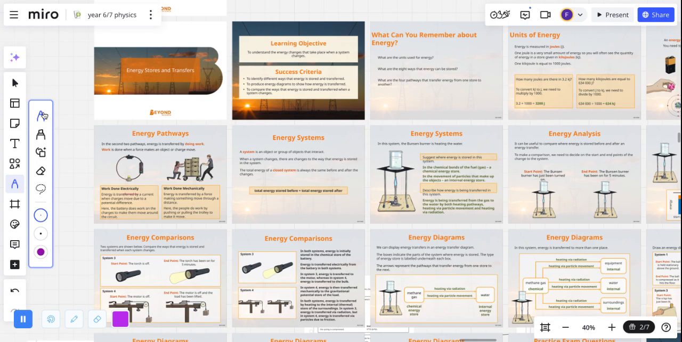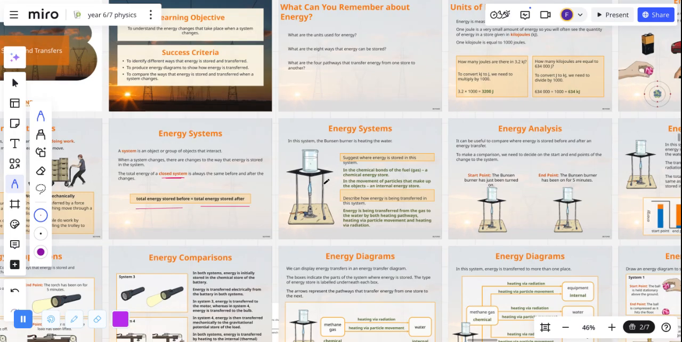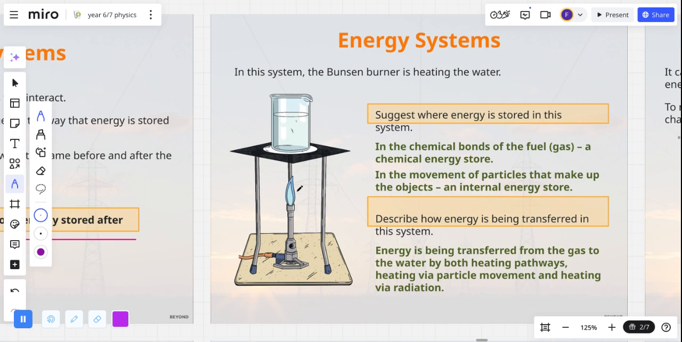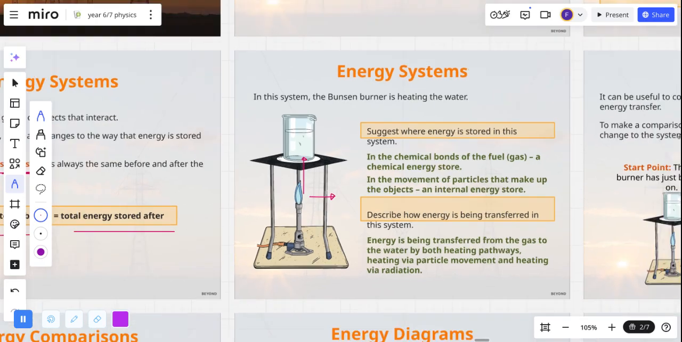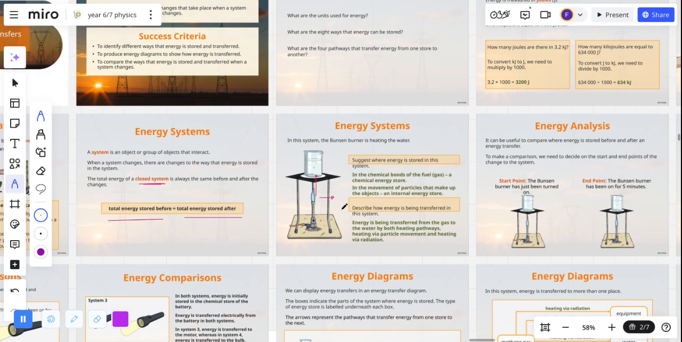Now, a bit more detail than we've been doing before. Total energy stored before is the same as total energy stored after. So when we're talking about energy systems, they must be closed. This doesn't really exist in the real world, but this is a simplified version of a system we're looking at. To give you an example, if we look at this Bunsen burner heating up the water, we say the heat is transferred, all of it, to the water. Unless we talk about the surroundings and we have to mention them, otherwise heat is lost to the surroundings. So it depends on the energy system we're looking at.